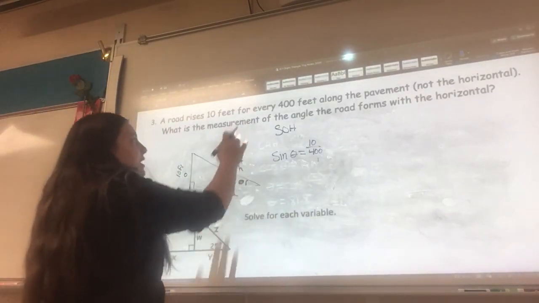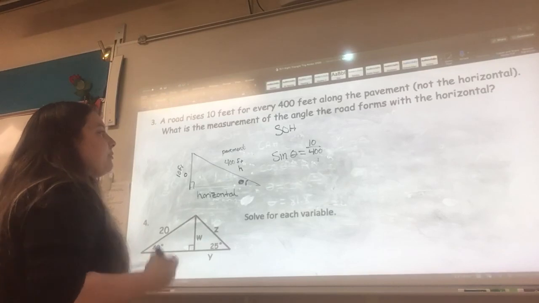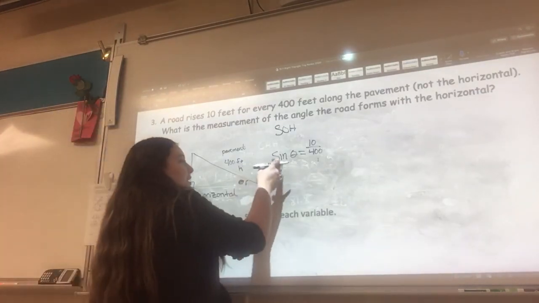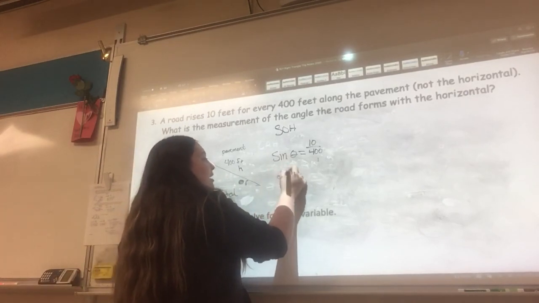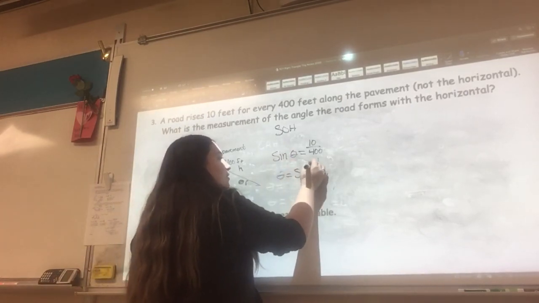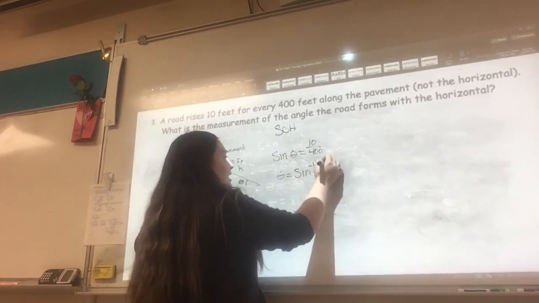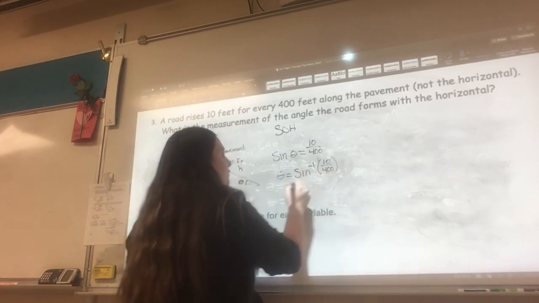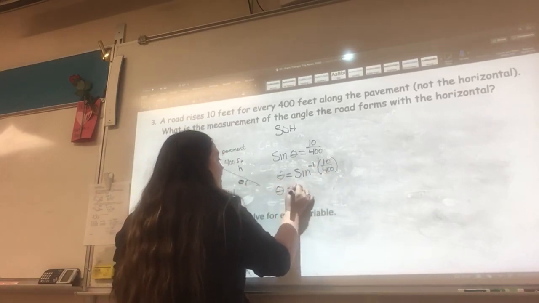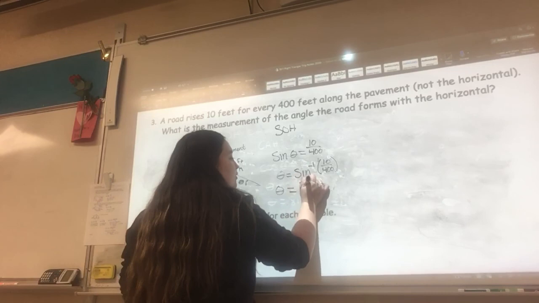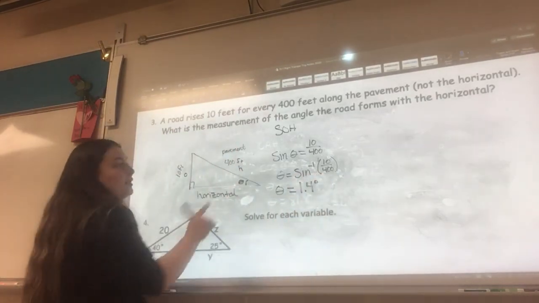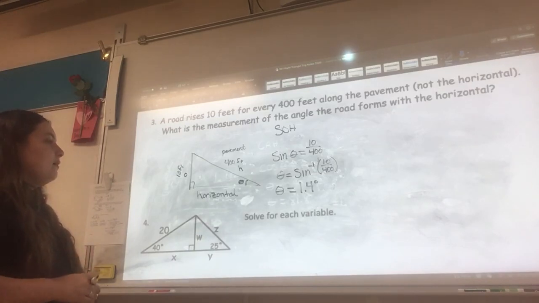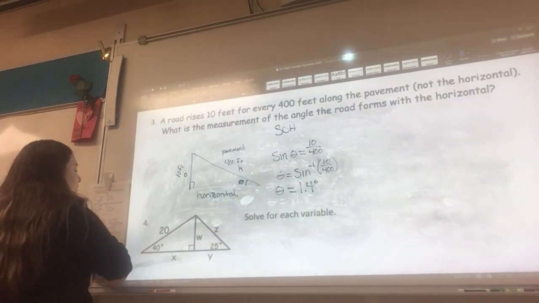So again, same thing as the last problem. If you have sine theta equal to an approximate number, to get theta, it is the sine inverse, sine to the -1, of the exact same thing you were looking at. So sine inverse of 10 over 400. So theta is equal to 1.4 degrees. As you can see, the triangle is not drawn to scale. Okay. Making sure you remember all of that.